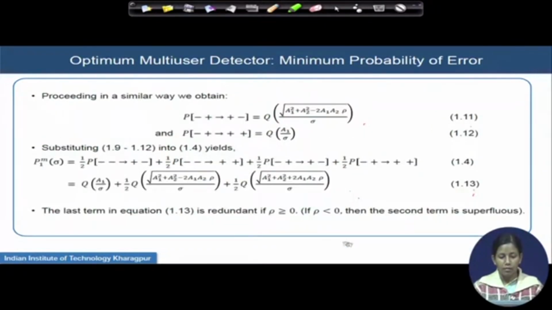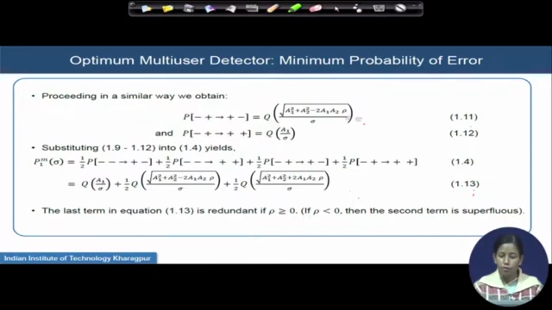Next is the third term, where similarly for minus plus transmitted and plus minus, you end up with another Q function, where this is the variance of the other term, A1 N1 minus A2 N2. This is actually minus plus transmitted, but ending up with double plus. It will also be given by another Q function.